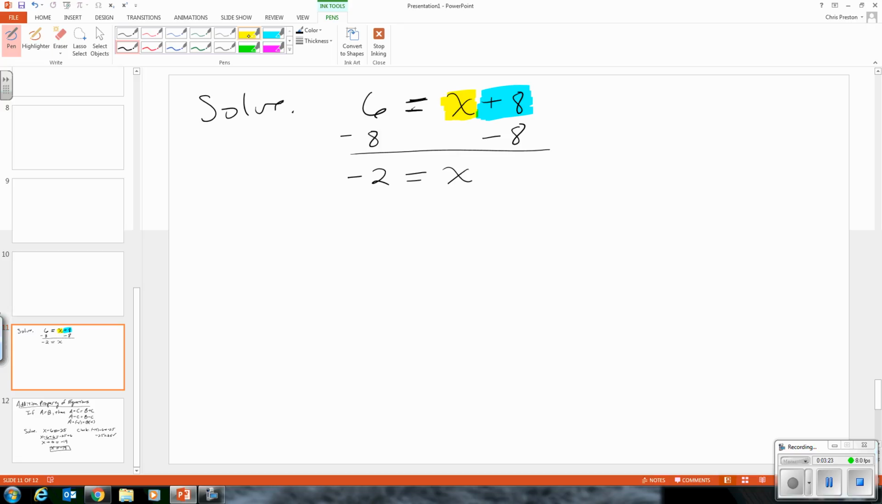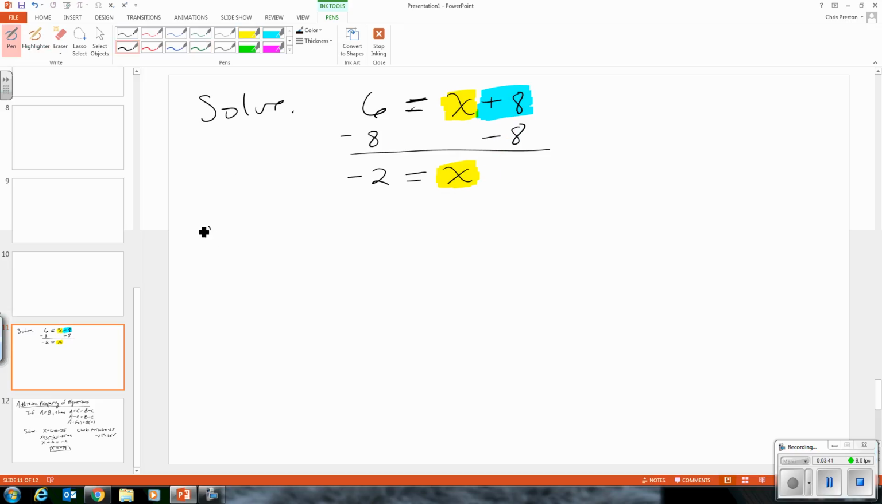So notice my focus is on the x. I'm trying to get the x alone, or whatever letter you're working with. I'm going to do stuff with the other side, but that other side isn't telling me what to do. I'm looking over here and I'm saying, oh, I need to get rid of that positive 8, so I'm going to do a negative 8.